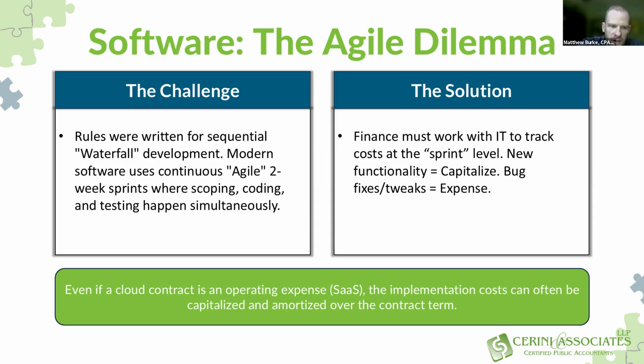And again, worth noting down here, even if a cloud contract itself is an operating expense, it's not a lease or anything like that, a monthly SaaS fee for use of whatever, QuickBooks Online, let's say, the implementation costs of that, if there's a significant upfront cost, can often be capitalized and amortized over the contract term. So again, if you're changing software, if you're changing systems, if you're going on the cloud, if you're developing software, just realize there may be accounting implications for that. And you can read about that on your own, or you can reach out to us or anyone else who can help answer questions about it.